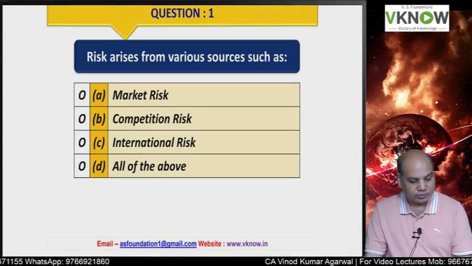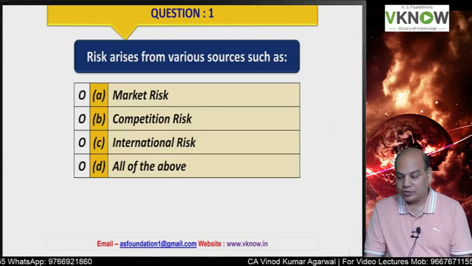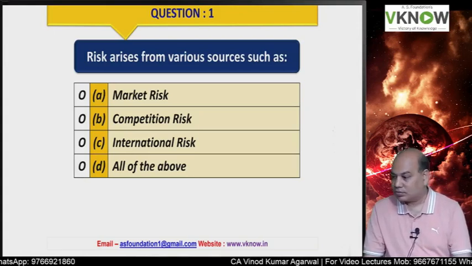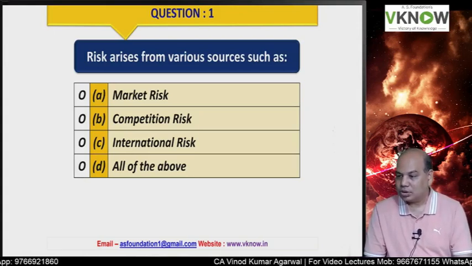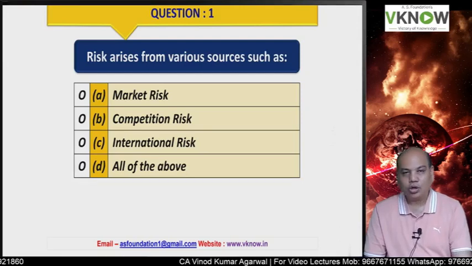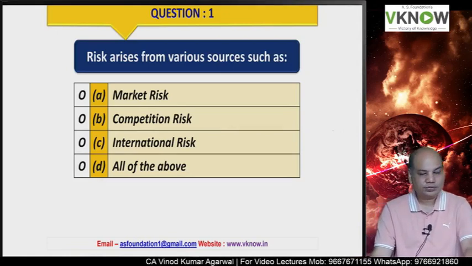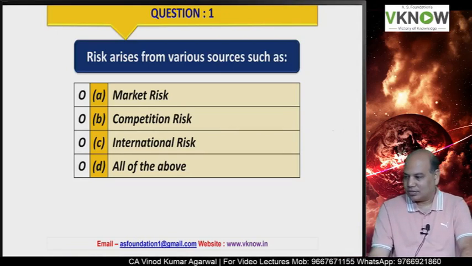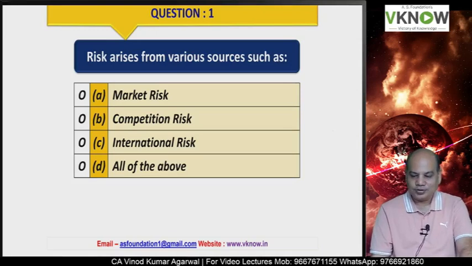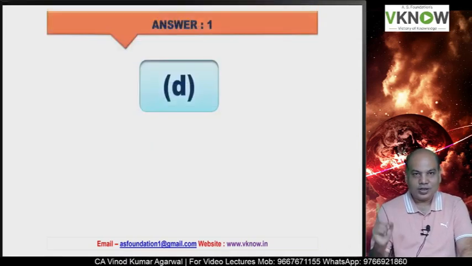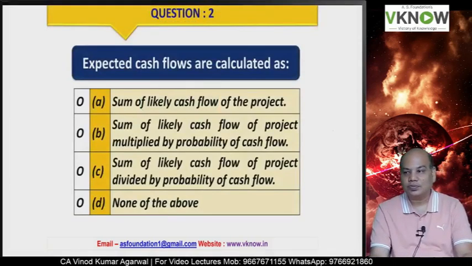Answer first question. Risk arises from various sources. Market risk, competition risk, international risk, all of the above. Which option is right? Very good. You have given correct answer D. Option D is right. Try the second question.